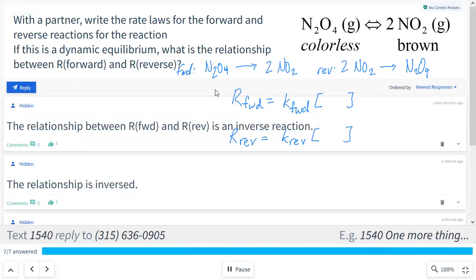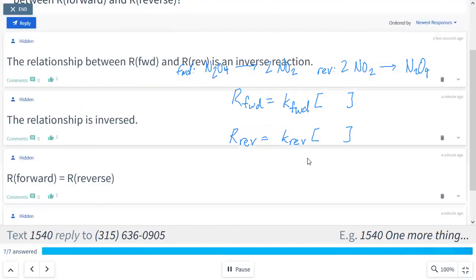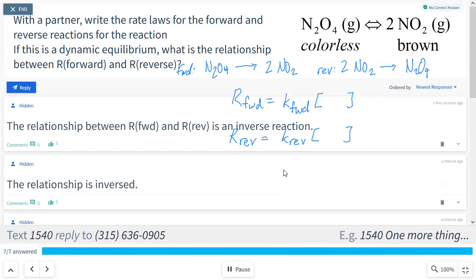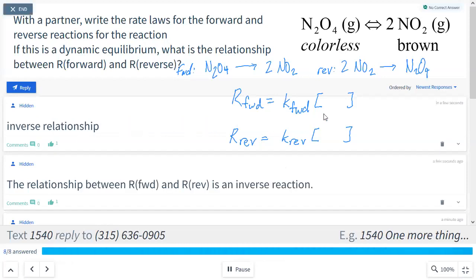Okay, we're seeing mostly the same idea, mostly the same answer here, talking about an inverse relationship. What do we mean by an inverse relationship? Is that what we're all talking about when we say inverse? Because that's the definition of an inverse relationship, and I want to make sure that's what we actually mean.